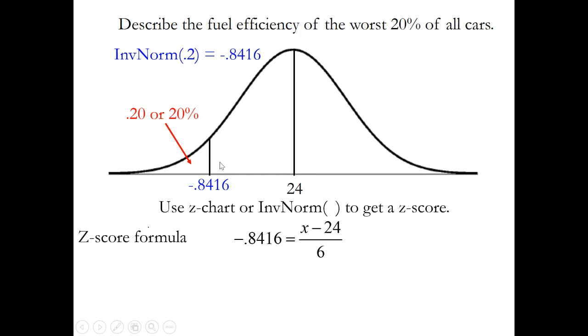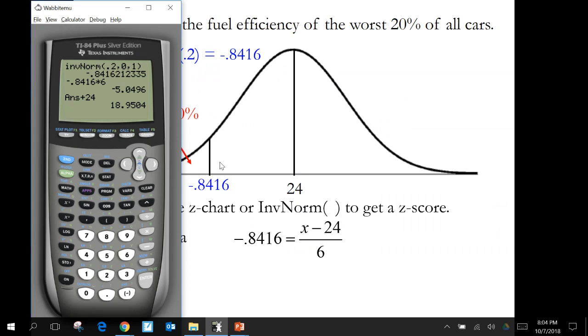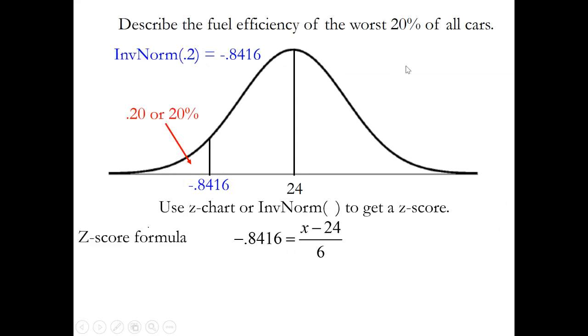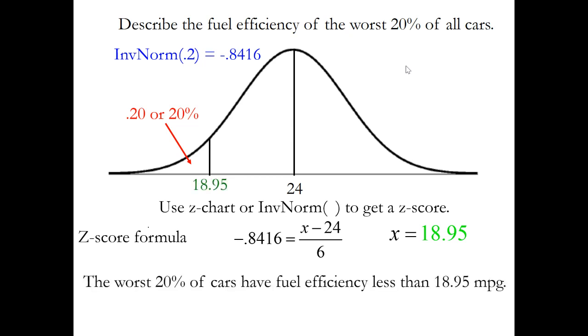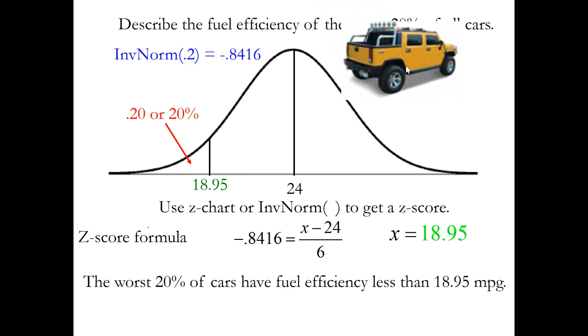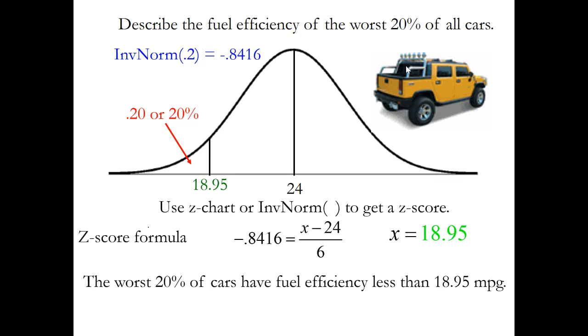So I know that 20% of cars get no more than, let's say that number again, 18.95 miles per gallon. So the worst 20% of cars have fuel efficiency of less than 18.95 miles per gallon. Now, this is where we're talking about our Hummers and our H2s and H3s. They're not getting the best mileage.